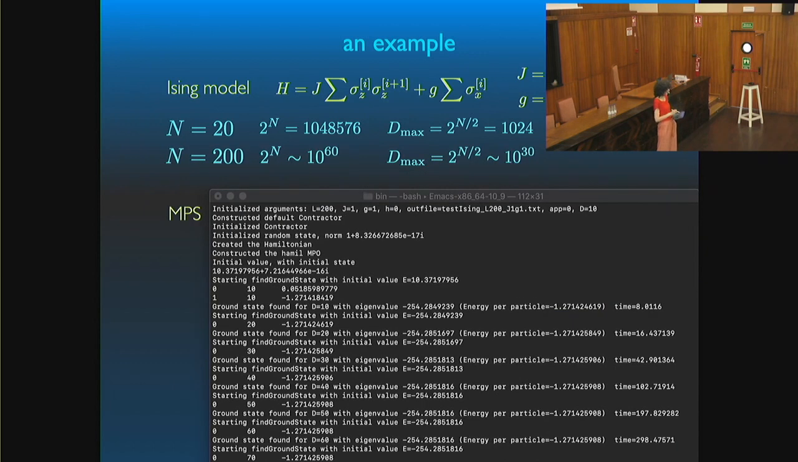So now you make the system much larger. You take 200 sites. The dimension of this Hilbert space is 10 to the 60. Of course, you cannot do that exactly. The maximum bond dimension you would require, 10 to the 30. Also, you cannot do that in any way. You can run the same MPS code and start with a very small bond dimension. And then you can see, okay, here I didn't write the exact solution, which is known in this case because this is exactly solvable. But what you can do in this code is to see how the result improves as you increase the bond dimension.